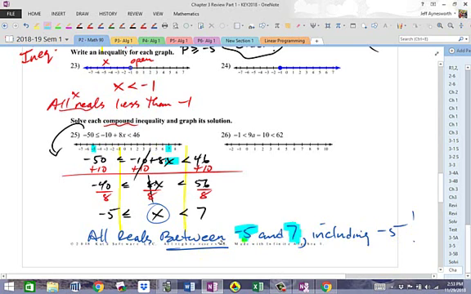And then you're going to go closed here because of the equal sign. So let's go closed at negative 5. This one's closed, this one's open. Why? Because it's less than, not less than or equal to. So you go open at 7, and then all numbers between are there. So x can be anything between negative 5 and 7, including negative 5, but not including 7.